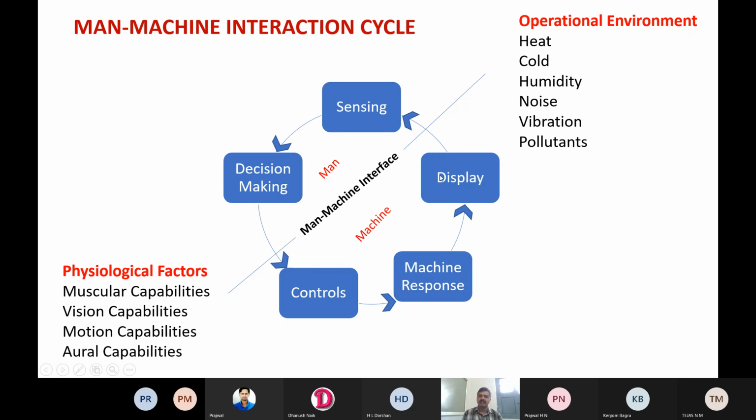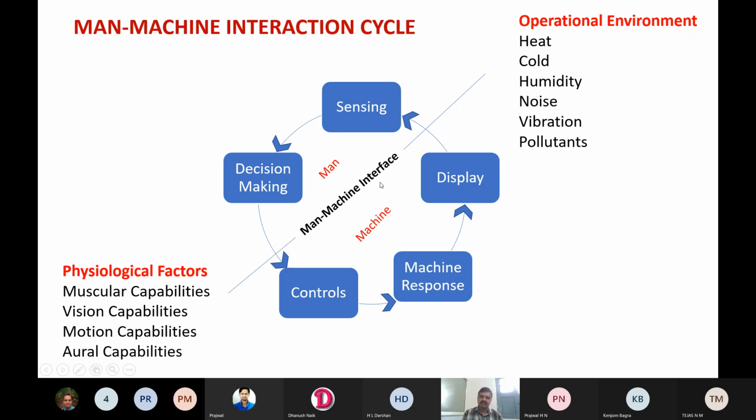So again, consider the example of reducing the speed of the car. You are driving at 100 km per hour at present, and that will be displayed by the car. You sense that the car is running at 100 km per hour, you make a decision to reduce the speed to 80 km per hour. Then immediately you change the gear and reduce the speed by using controls. When you give these inputs, the machine will respond. That means the speed of the car will decrease, and to what extent the speed has reduced will be highlighted on the display. This cycle will continue.